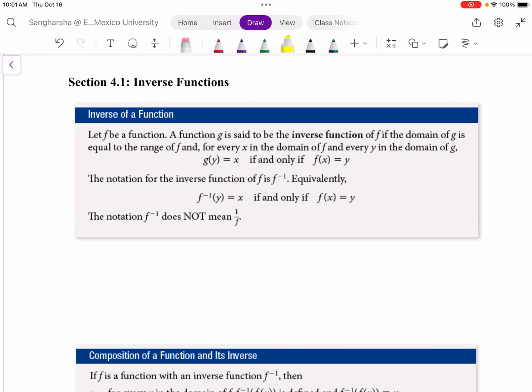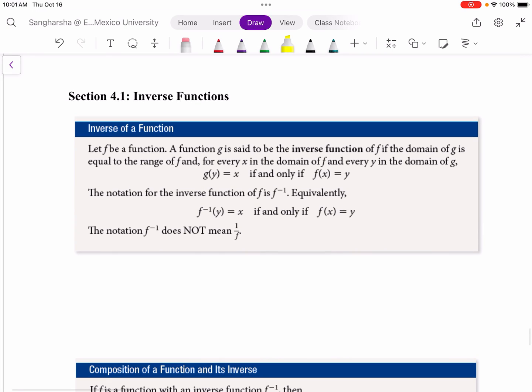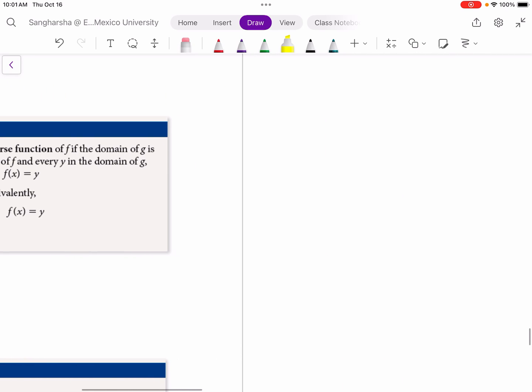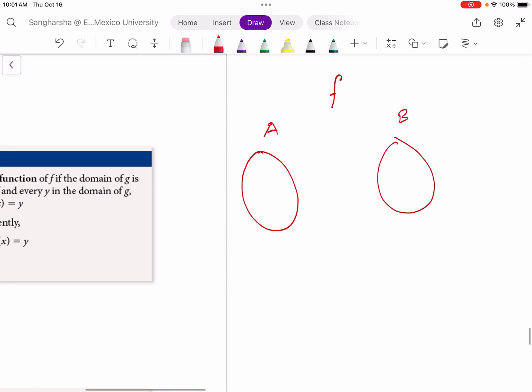In this section we will talk about inverse function. In our previous section we talked about function. Now let's go back. Let's consider we have a set A and a set B, and there is a function defined from set A to set B.